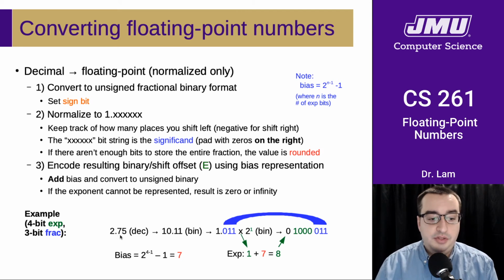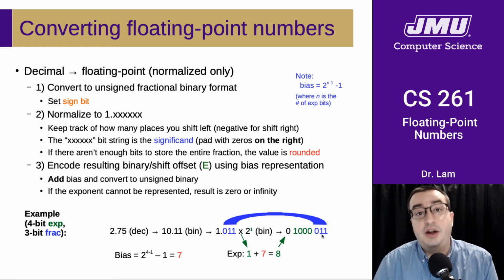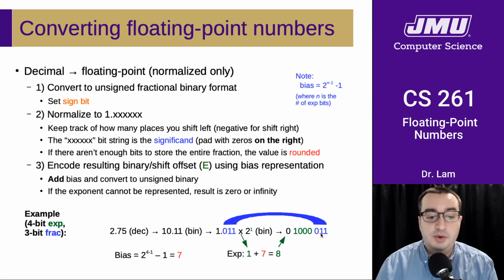So here we start with 2.75 in decimal. We convert it to binary. And so we get this. We normalize it by shifting to the left 1. So that means that we have a shift offset of 1. Once we've normalized it, we have those bits which we can take and move over into the fractional part of the number. We don't have to do any padding here because the number of bits that we had is the number of bits we need. And we also don't have any rounding in this one. We can represent the value exactly.